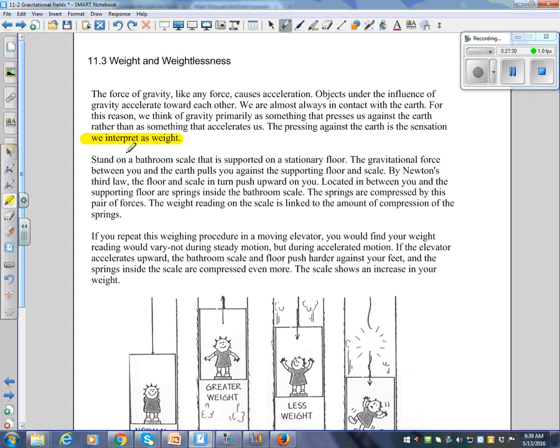Stand on a bathroom scale that is supported on a stationary floor. The gravitational force between you and the Earth pulls you against the supporting floor and scale. By Newton's third law, the floor and scale in turn push upward on you. So I jump on the scale, gravity pulls me down, the scale pushes up on me. What's that force called? That upward force. Normal force.